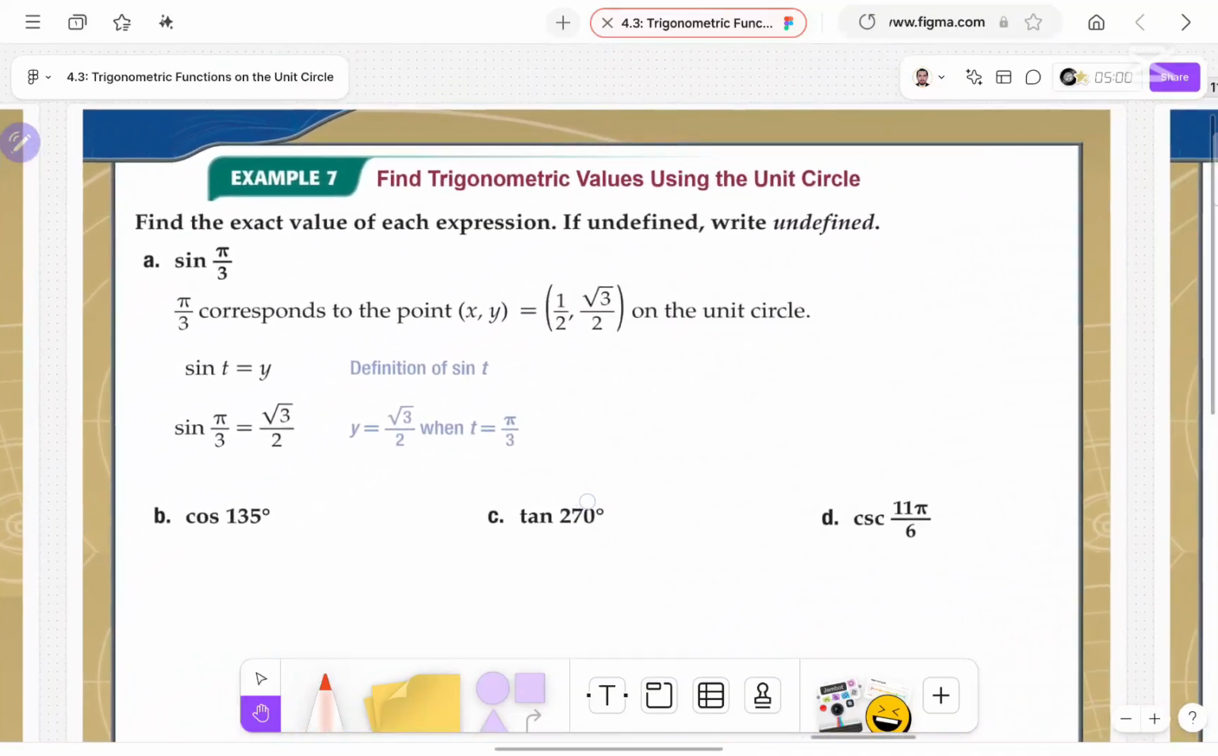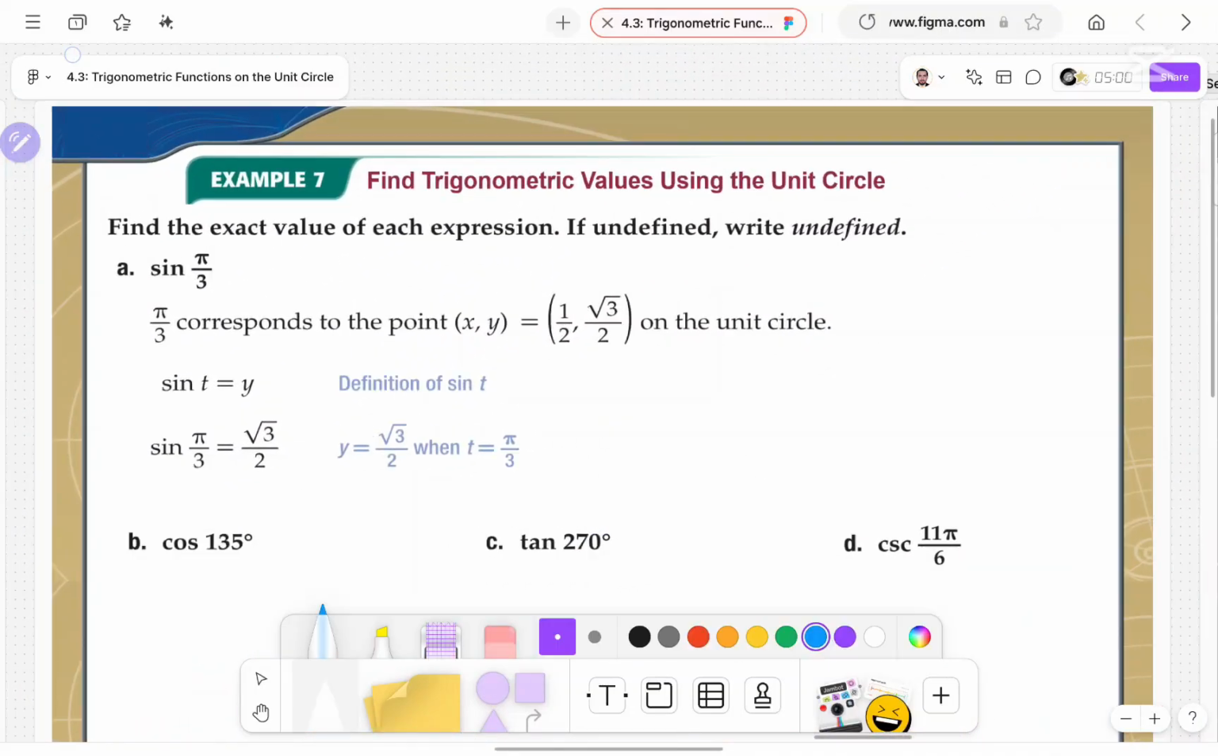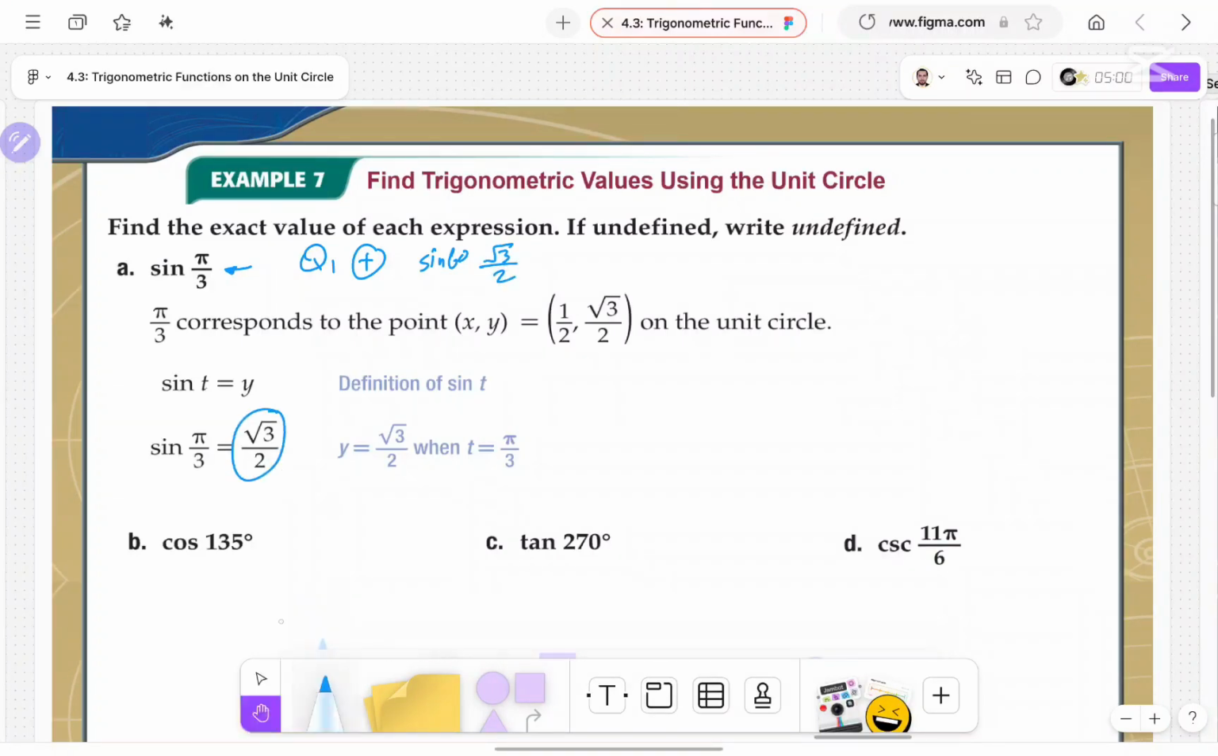Now find the trigonometric value. Use the unit circle. So sine pi over 3. We are in quadrant 1, so sine is positive. Pi over 3 means sine 60. What is sine 60? It's square root of 3 over 2 from the unit circle. So this is the answer, square root of 3 over 2.